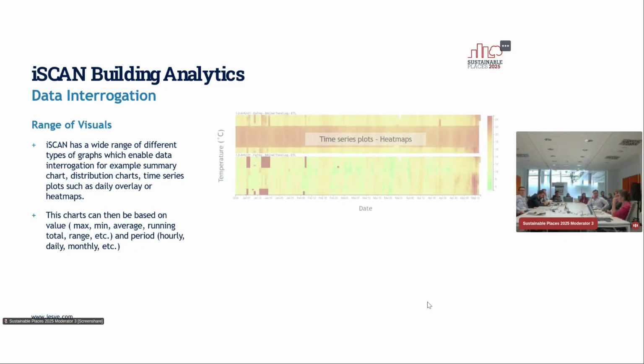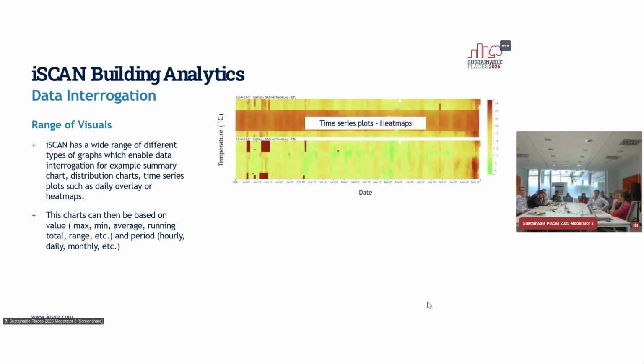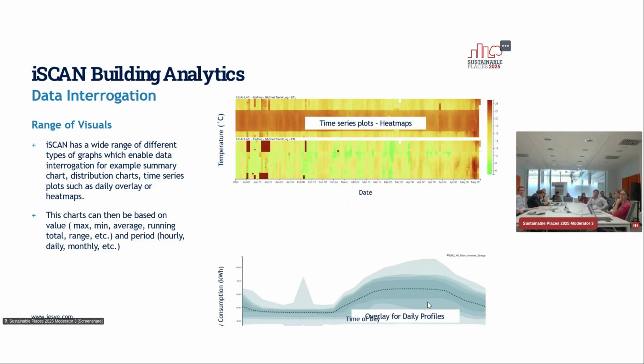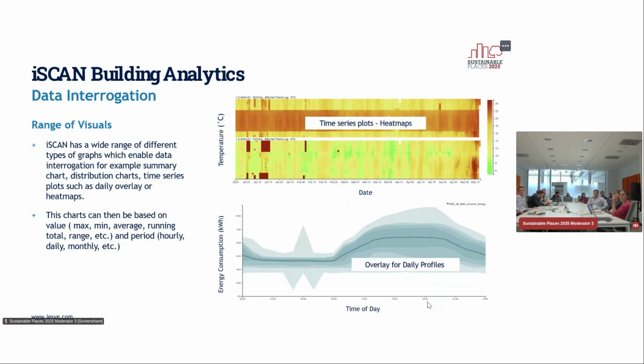One is a heat map. It's actually two different sensors, one at the top and one at the bottom. I don't know if you can appreciate that it's two different heat maps. It's a 5 month period, and we can look at it for patterns, hotspots, and notice if there are anomalies showing up. Another very helpful view is this daily profiles overlay.